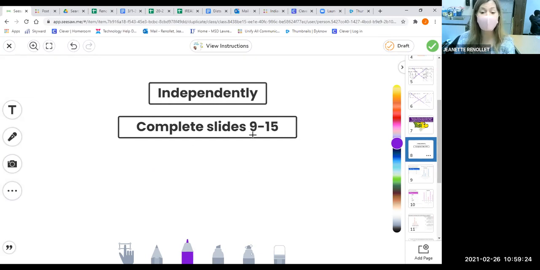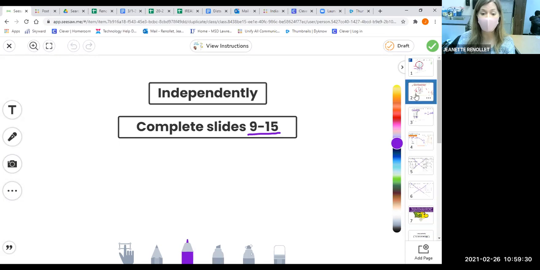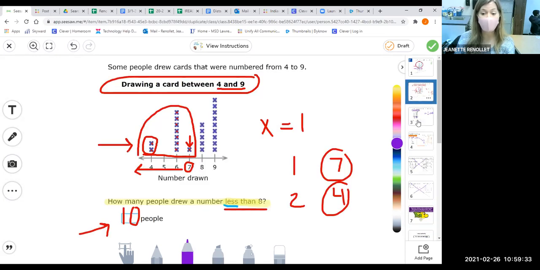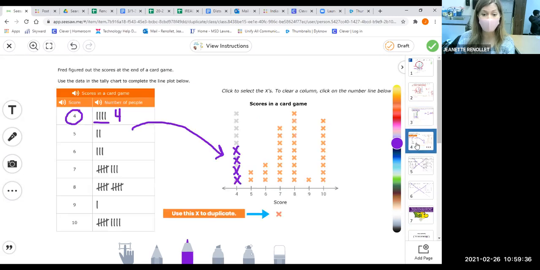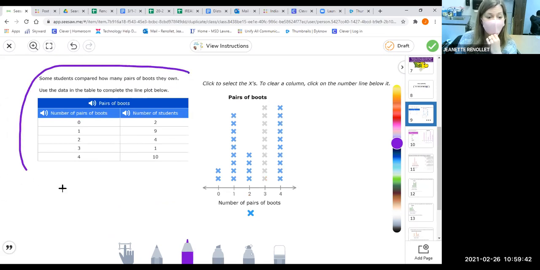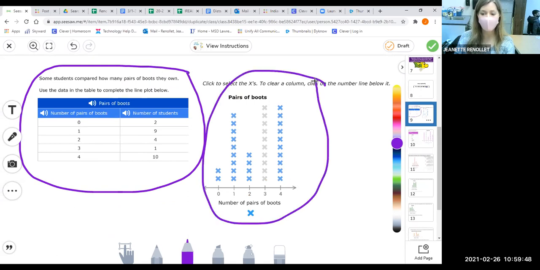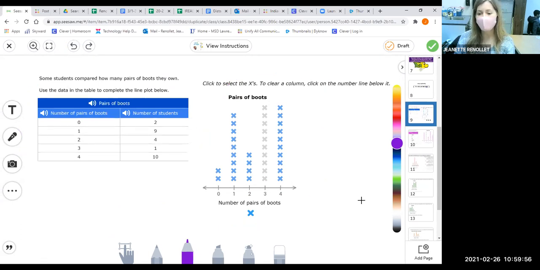It says complete slides 9 through 15. Today, all of your graphs are line plots like we've been doing together, where you're going to count the X's to answer the question. Starting on slide number 9, I want you to think about the data in the frequency chart and then think about the graph. These are really important jobs that you can read the frequency table and think about the graph. I'm going to go ahead and give you some time to start now. I will stay on Zoom for about 8 more minutes. Your independent time starts now. You may begin on slide number 9.